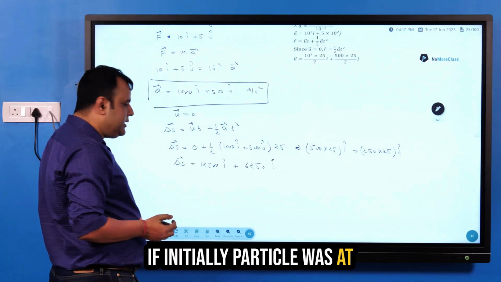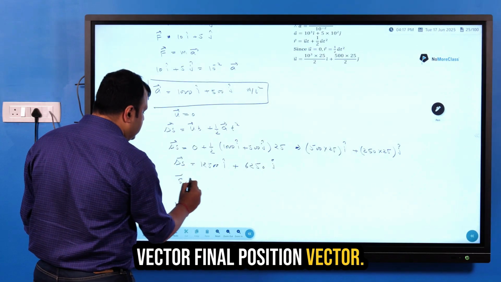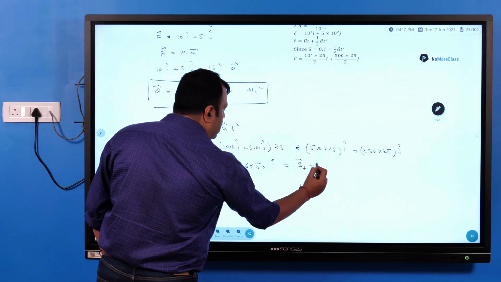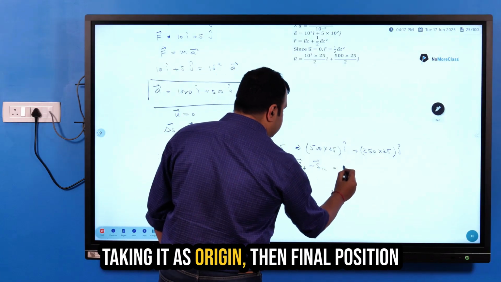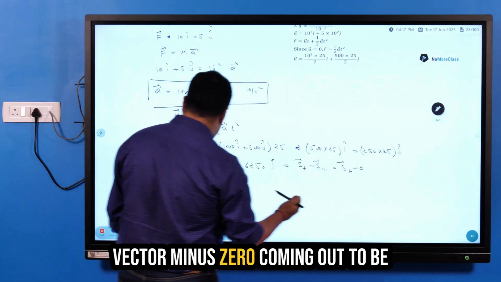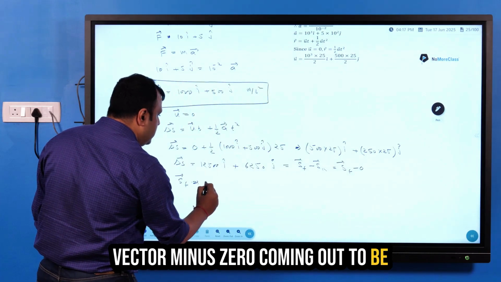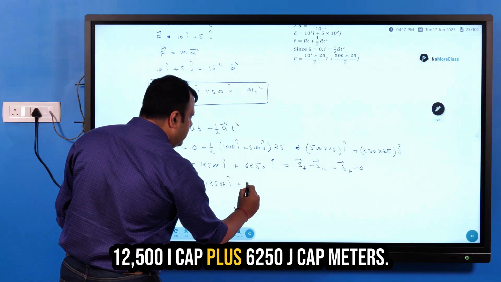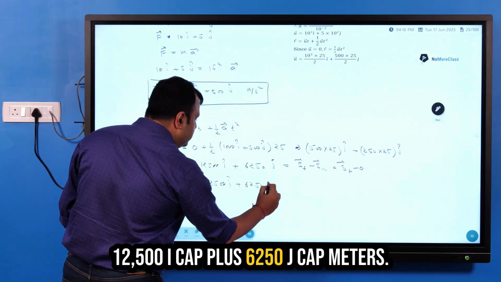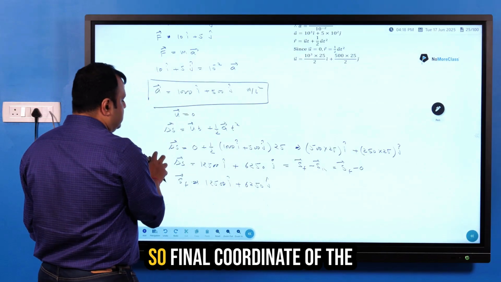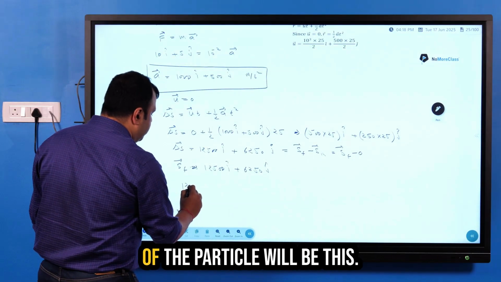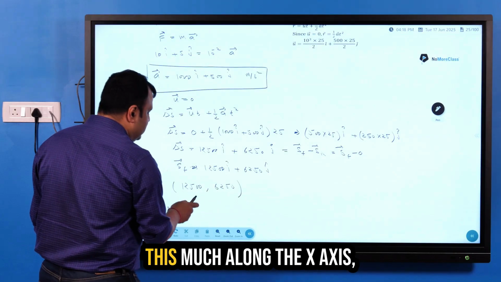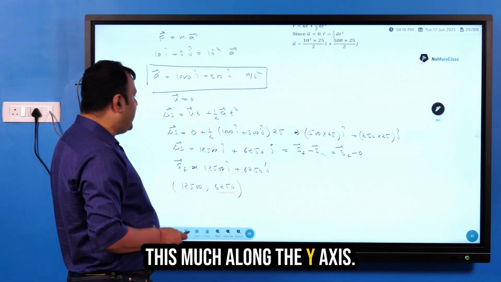If initially the particle was at the origin, then the displacement is basically the final position vector minus the initial position vector. And if I take the initial position vector as origin, then it is the final position vector minus 0. Coming out to be 12,500 i cap plus 6250 j cap meters. So the final coordinate of the particle will be this much along the x-axis, this much along the y-axis.